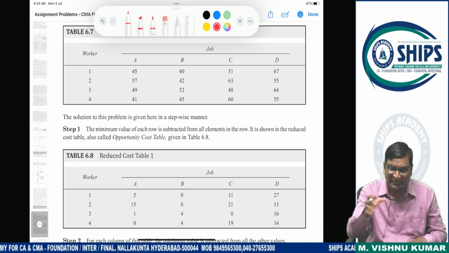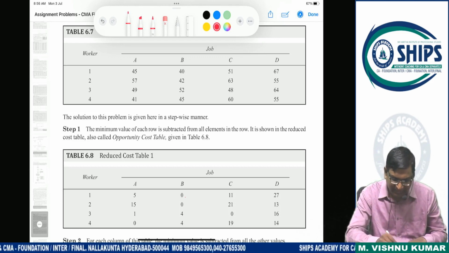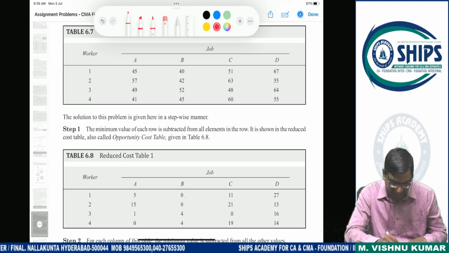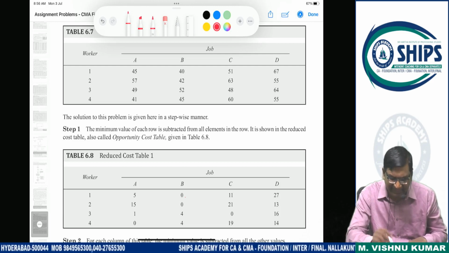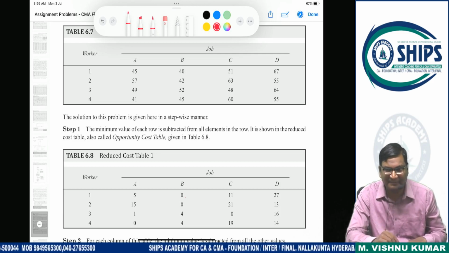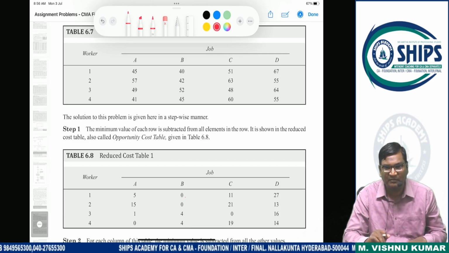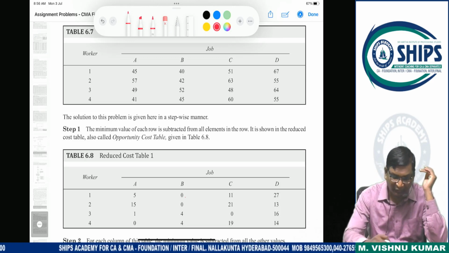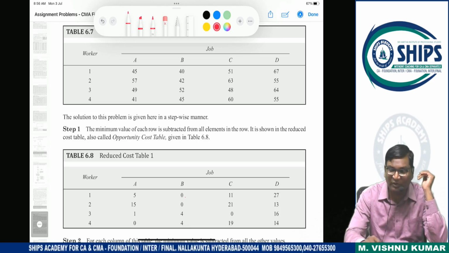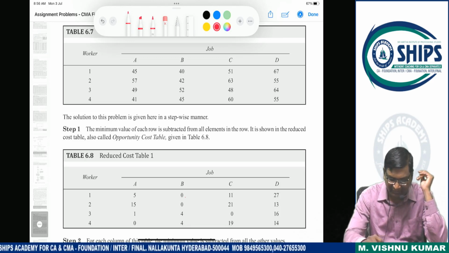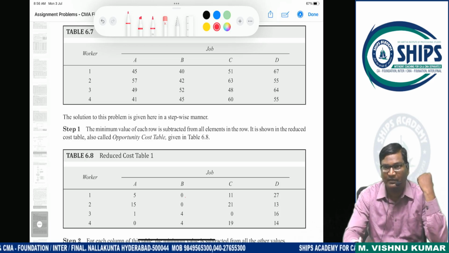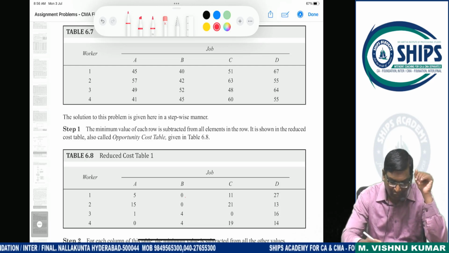Logically think now, don't follow the Hungarian rule. Suppose this is the situation in front of you. A, B, C, D, 4 jobs are there. Worker 1 is available. Which job will you provide to worker 1? Where his time is less. So where is the time less? You will provide B only. If you give other jobs, you will take extra time or not? So this extra time is called opportunity cost. This is the reason behind row operation. Clear? Now column operation.